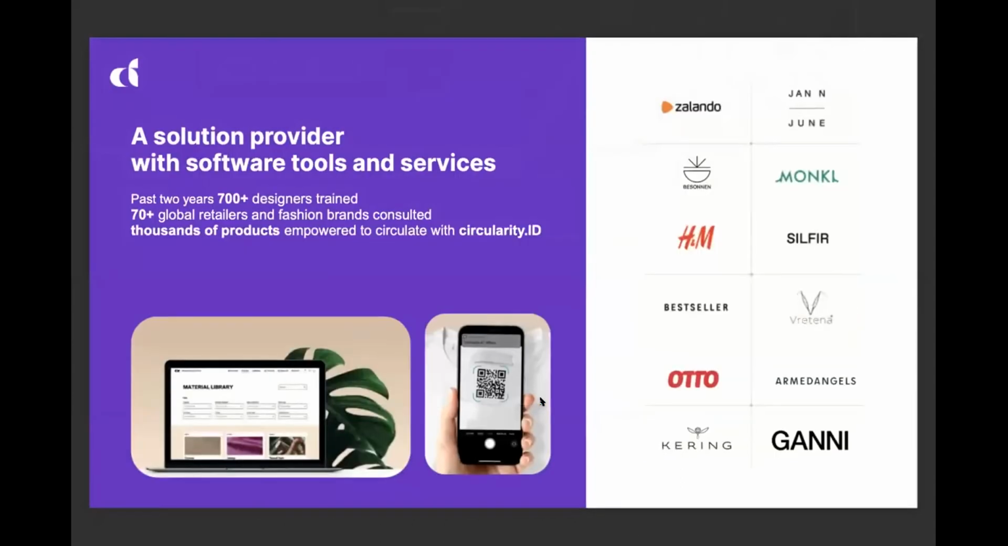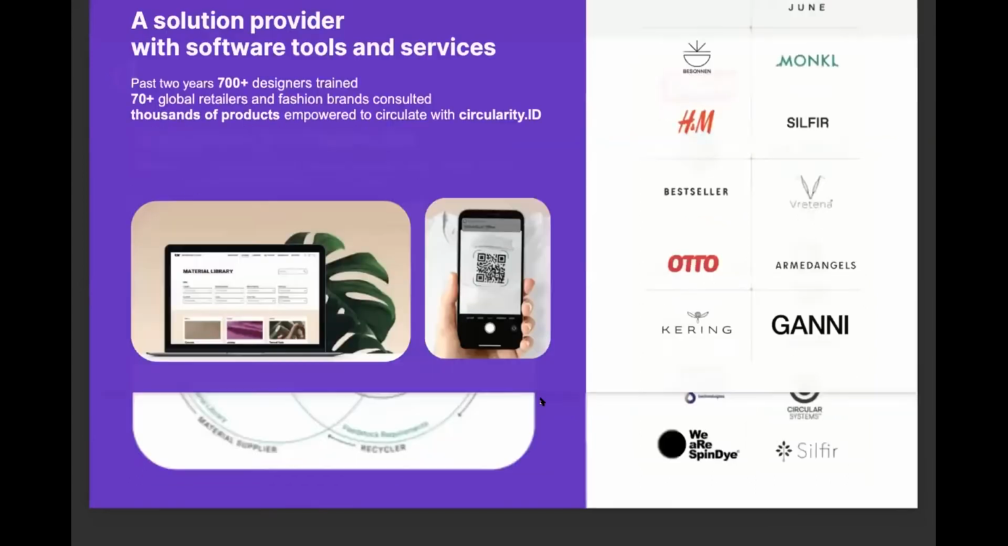And in the past years, we've become a solution provider with different software tools and services, collaborating with larger companies like H&M, Otto, Zalando, but also many smaller brands, with some very different cases, I would say. And only in the past 2 years, we've trained more than 700 designers and 70 global retailers and fashion brands, and equipped lots of products with the circularity idea. So we really wanted to collaborate with them to help them fulfil their goals as well.